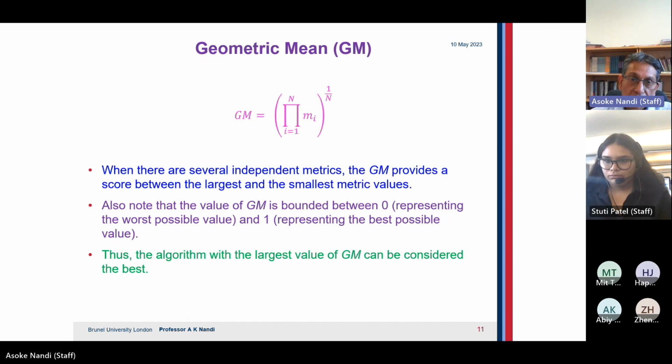There is another mean called geometric mean. Here what you do is multiply all the values. So M1 times M2, and then you take the square root in the two metric case. And again, you get a value between 0 and 1, and same thing, 0 means worst and 1 means best. And so if you're thinking of only GM, the algorithm that has the largest value of GM will, according to GM, be the best.